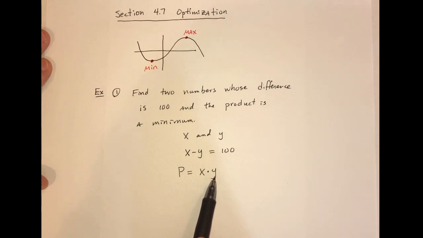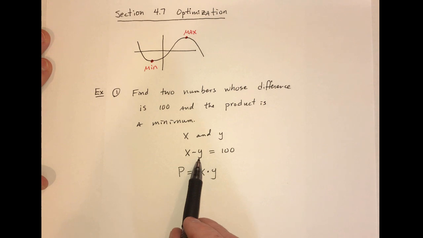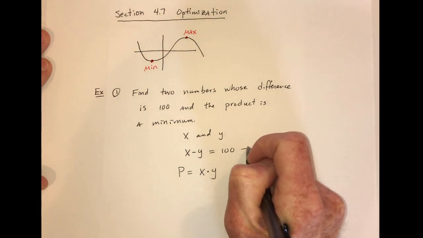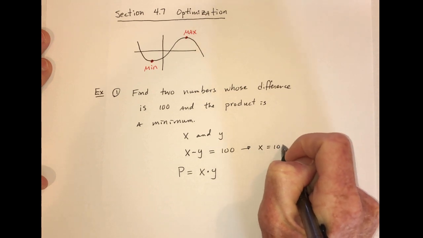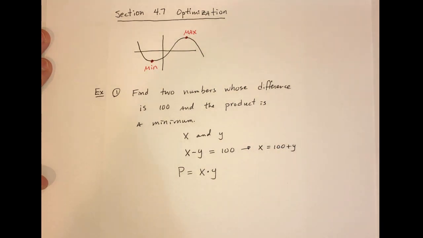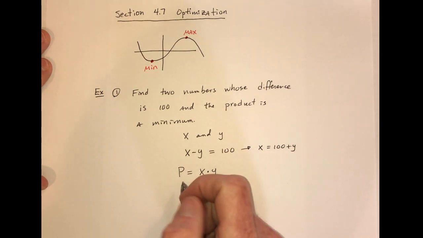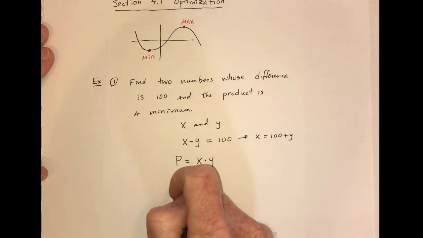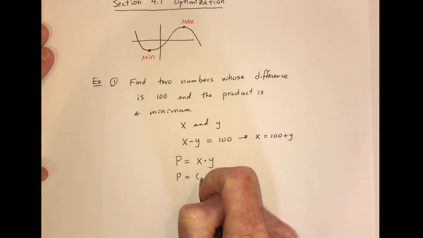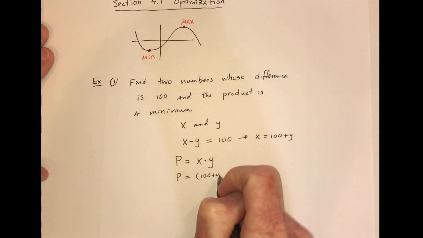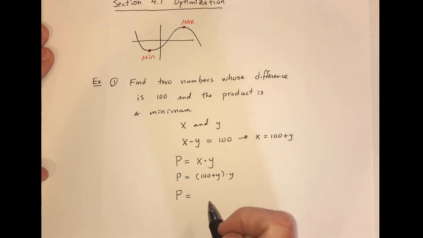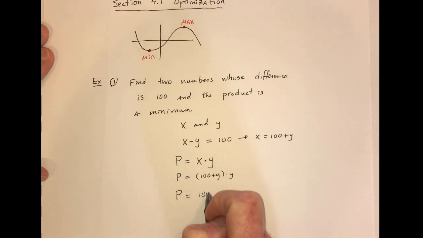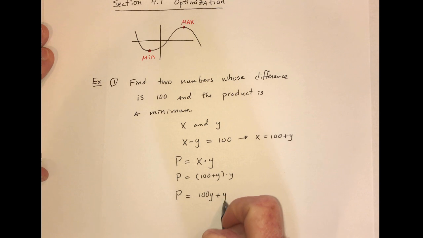So what I'm going to do is go over here and solve for one of these 2 variables. I suppose that it's easier to solve for x, so just add y to both sides. And then you take that and substitute it in for x right here. So now the function is going to be the product equals 100 plus y times y. Or if you multiply that out, that's going to be 100y plus y squared.